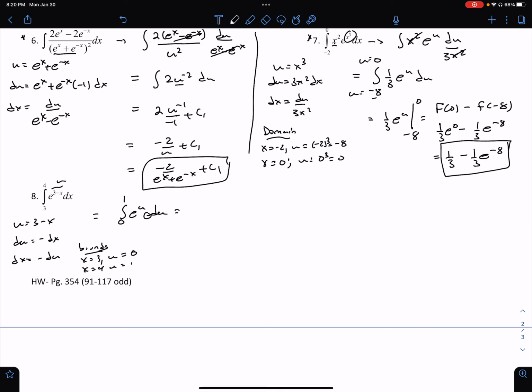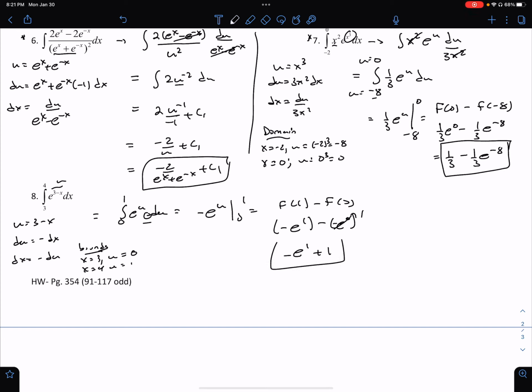I don't have to rewrite anything. I could just take my integral. We're going to get negative e to the u. Don't forget that negative. My u looks terrible there. From 0 to 1. Using your FTC, f of 1 minus f of 0. We're going to get negative e to the 1 minus negative e to the 0. So we get negative e to the first plus 1. Remember, that's just 1 right there. And there's our antiderivative.